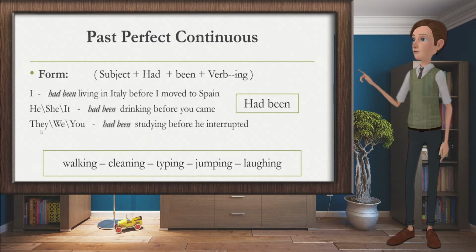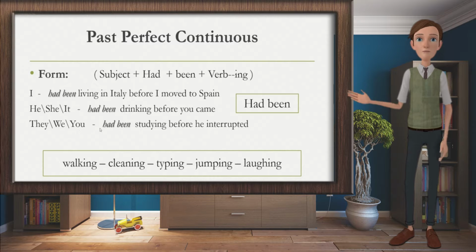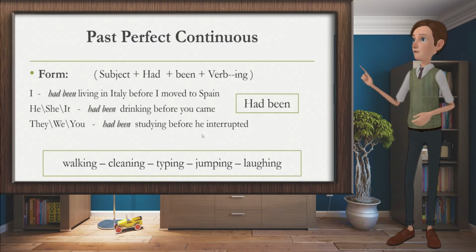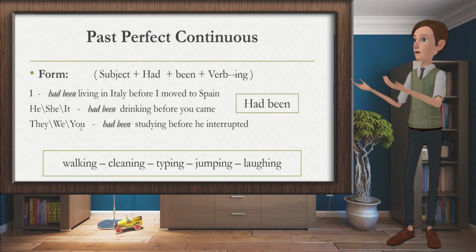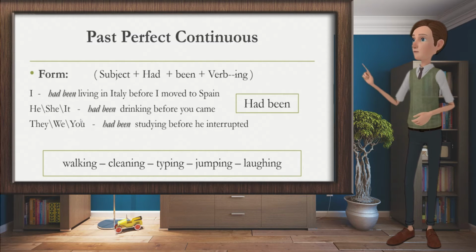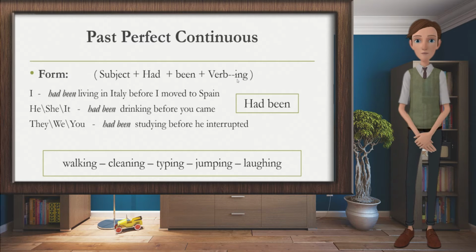The same thing with they, we, and you. Had been studying before he interrupted. So with I, he, she, it, they, we, and you, we use had been plus the verb with ing.